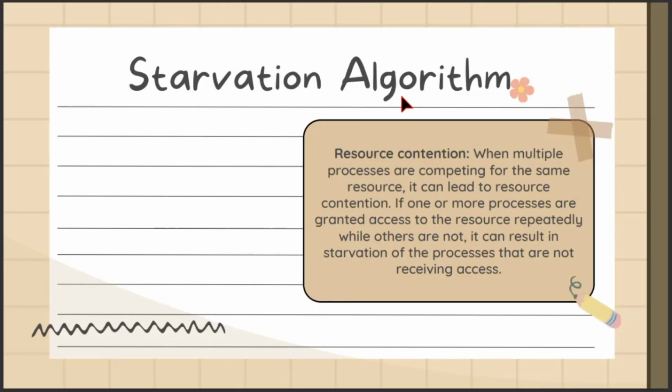So, what is resource contention? Resource contention occurs when multiple processes are competing for the same resource. If one or more processes are granted access to the resource repeatedly while others are not, it can result in starvation of the processes that are not receiving access.